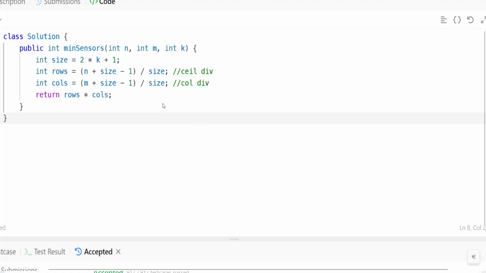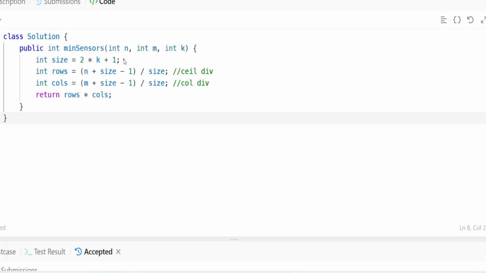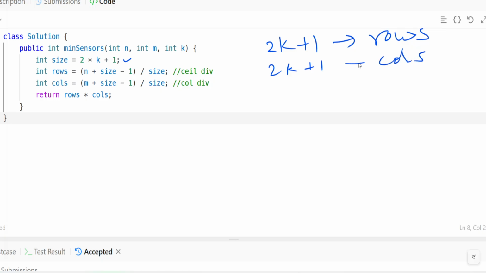So if you're covering the area, to cover the whole grid along the row and column, the sensor covering will take 2k plus 1. Either you are going along the row, that sensor covers 2k plus 1 rows, and 2k plus 1 columns. Can we say that? Rows and columns, you can say. That is why we have to take the size.